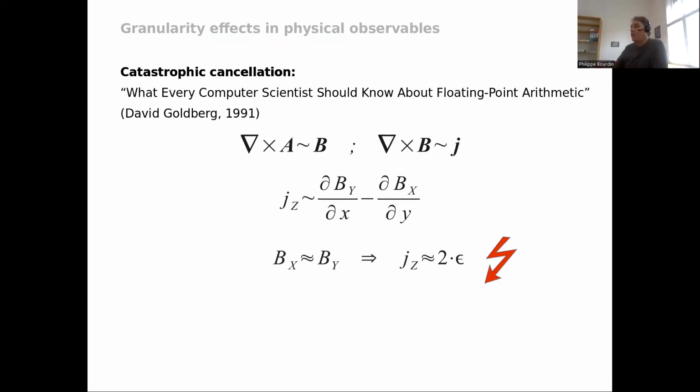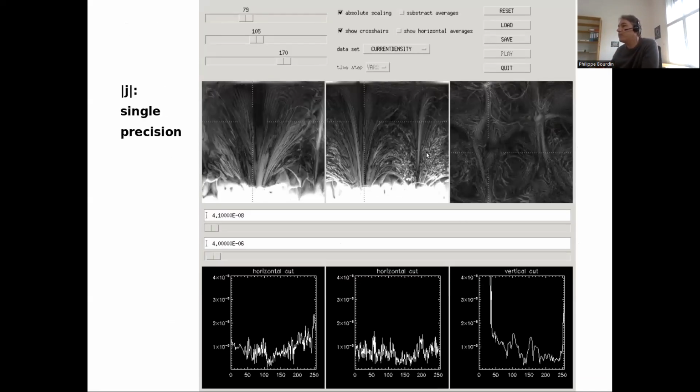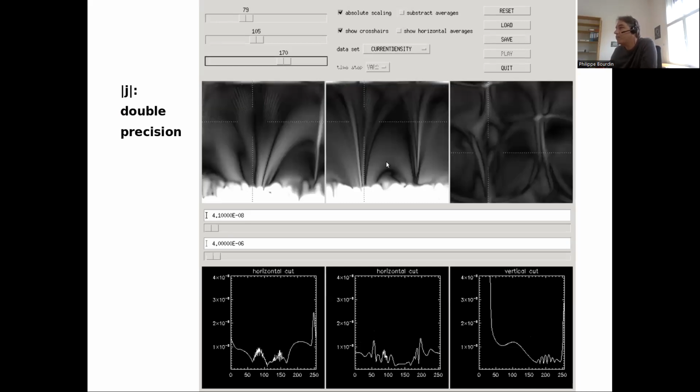So the problem is mainly that if you take the two derivatives of bx and by, then they do carry some rounding error, right? And the derivatives are of a similar magnitude. So that means if you take the difference of it, you have 2 times the rounding error, basically. And if you look at the single precision here, all that structure that you see is all rounding errors. It's not real. It's not physical, right? And if you compute the heating in the corona, you square that. And that means the error does not average out. It is squared, right?